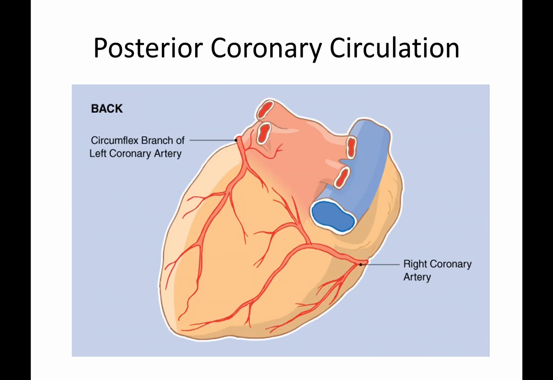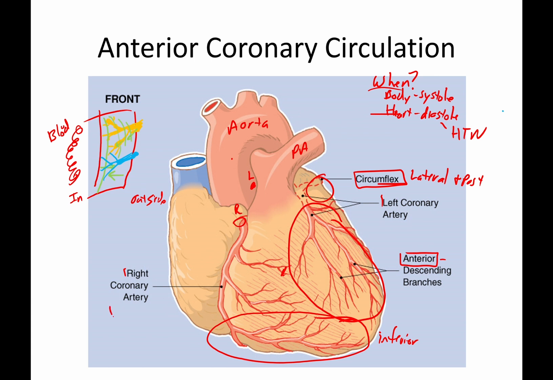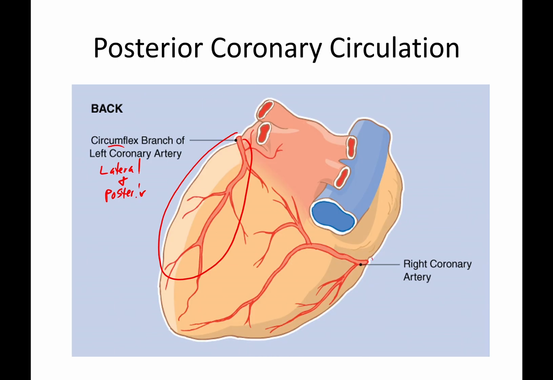To continue looking at things, if you look at the back side of the heart, you'll see that this is the circumflex, and that's feeding that lateral and posterior. The right coronary artery not only feeds the inferior portion of the heart, but it also does some of the posterior as well. And that would be this section here. Inferior and posterior.